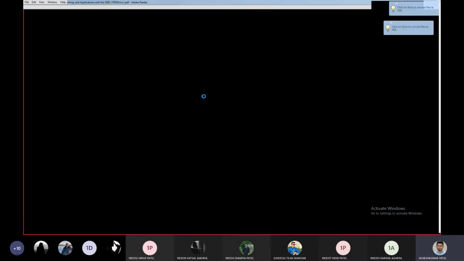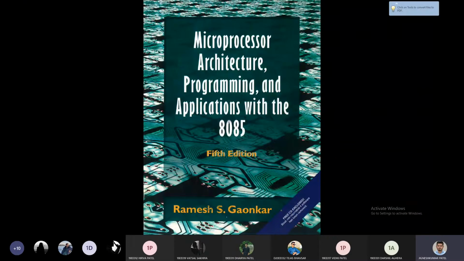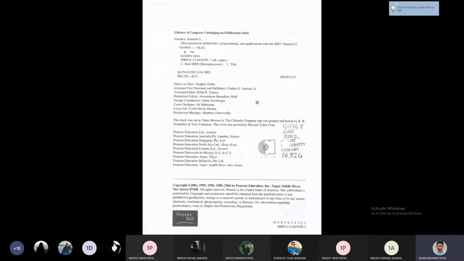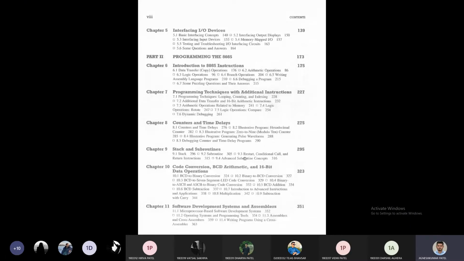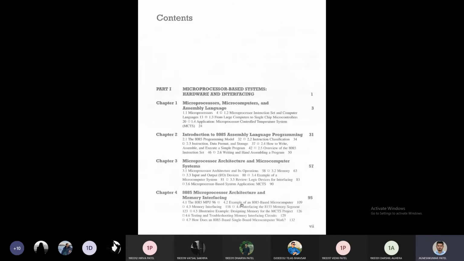Yeah, okay. This is the book of your Microprocessor Architecture, Programming and Applications with the 8085. It's a huge book on the 8085. We are not interested in the whole book, but in some architecture and some programming. That's the part that we are going to use. Mainly we'll have chapter 1, microprocessors, microcomputers and assembly language, introduction to 8085 assembly, microprocessor architecture and computer system, architecture and memory interfacing, and then the bus. We are going to cover up to the 4th chapter, and from that also we'll be skipping many parts.